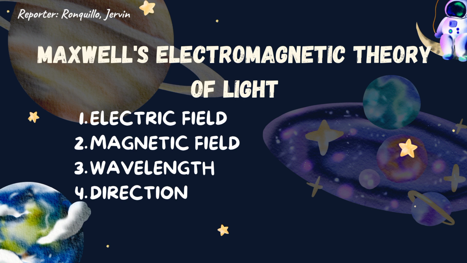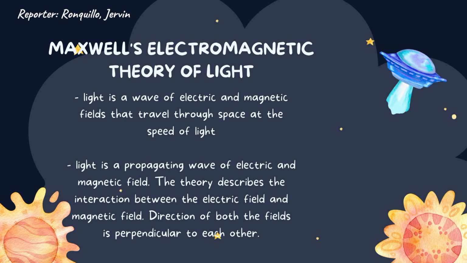Light is a wave of electric and magnetic fields that travels through space at the speed of light. Light is a propagating wave of electric and magnetic field. The theory describes the interaction between the electric field and magnetic field. The direction of both of the fields is perpendicular to each other.